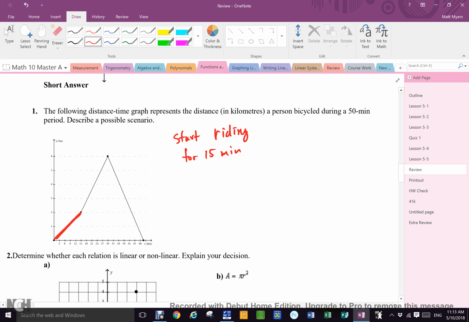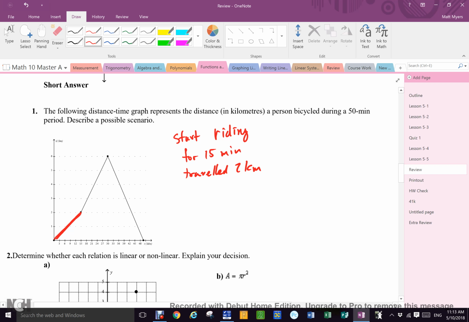Excellent. One more step of understanding. Could you get another step of understanding? What would you add now? We're still on the red part, people. We're at 2 out of 4. You just jumped to 4 out of 4. I want the 3 out of 4. Right. Started riding for 15 minutes, traveled 2 kilometers. That gets you 3 out of 4.